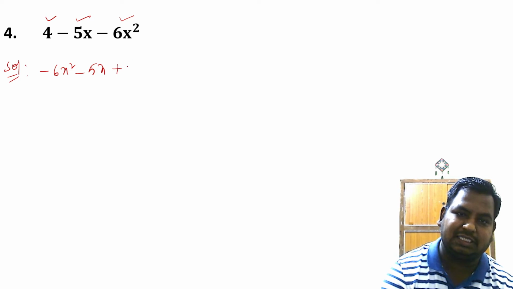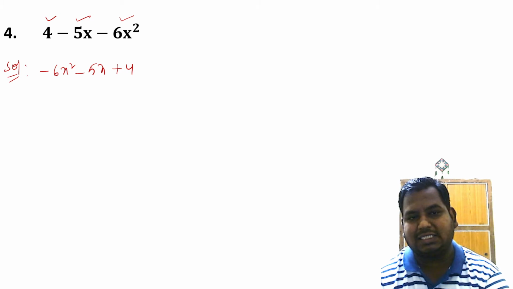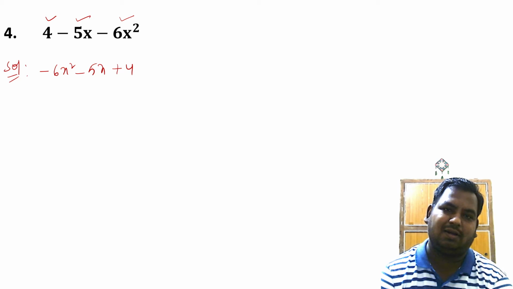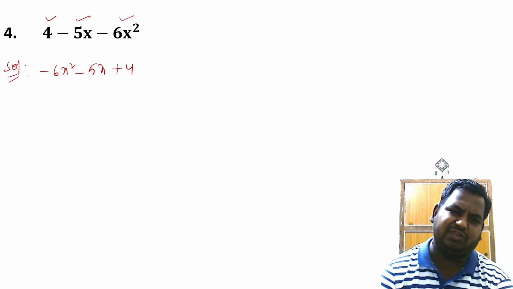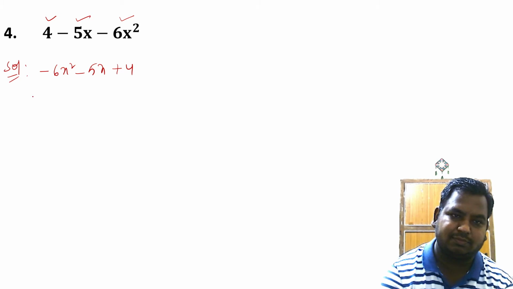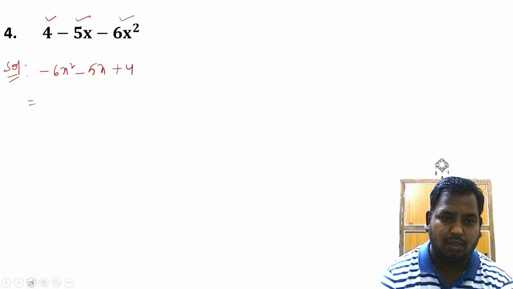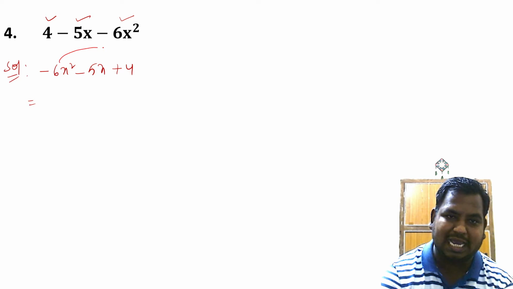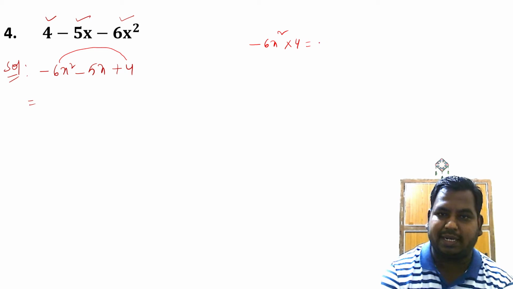We have arranged the terms in such a way that the powers of the variables are in the descending order. Did you get me? Now we shall apply the second step. What is the second step? The second step is you have to multiply the first term and the last term. The first term is minus 6x square. The last term is 4. Minus 6x square into 4 is minus 24x square.